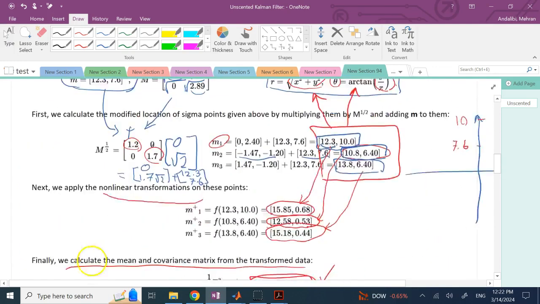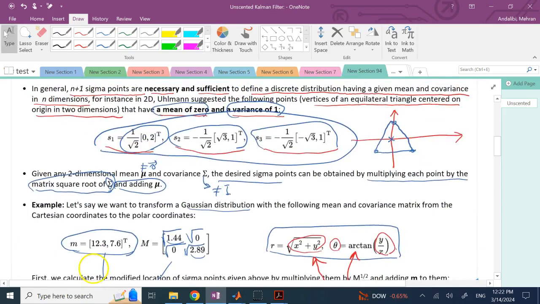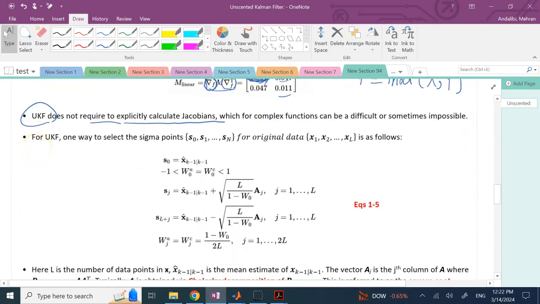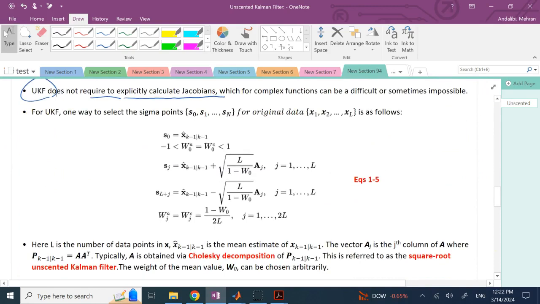Okay, so this is about the sigma point unscented transformation. Now, how does this unscented transformation apply to the Kalman filter? How would you combine it? So in UKF, one way to get the sigma points, here we're going to show them with S0 all the way to Sn. For original data that you have from the Gaussian distribution, which you can show with x1, x2 all the way to xL, it is like this. You select your x0 to be the previous mean.